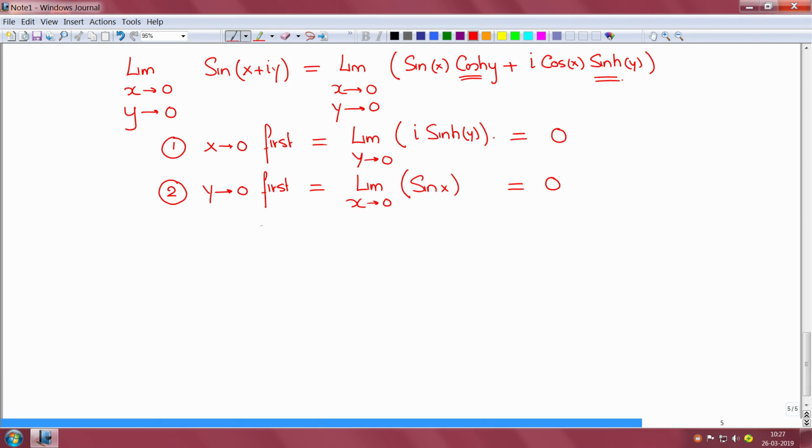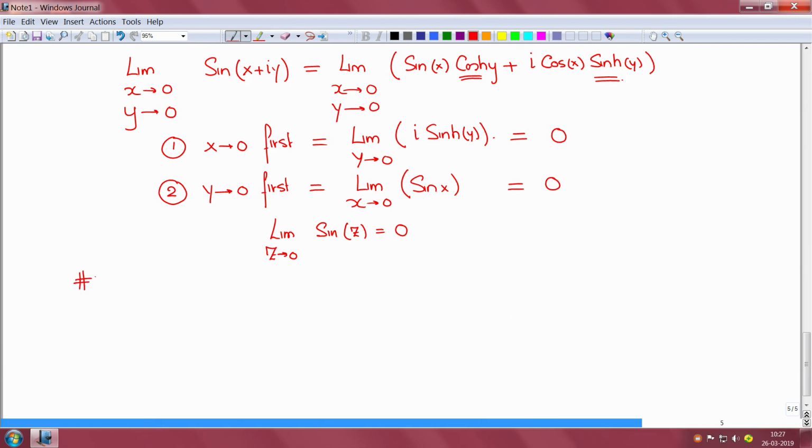So what do we see? We see that limit z tending to 0, sin z is indeed 0, just like the real variable calculus. So we feel very comfortable with this. Okay. Let us examine a next example.